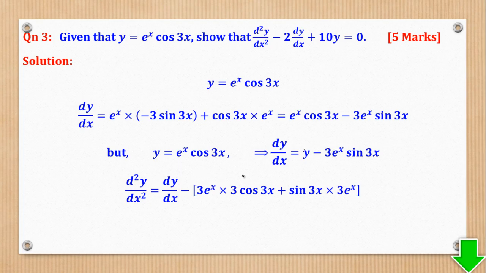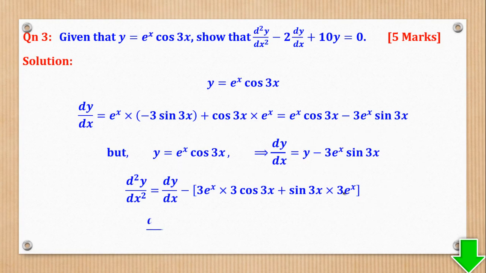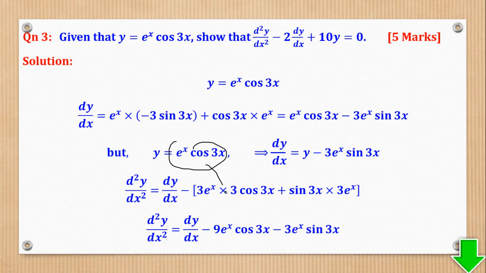Differentiating the second time means keep y, differentiate y, you get dy dx. Then this is the product also. Keep this constant, differentiate the other. Then keep this constant, differentiate the other. Then simplify. Okay. Then now I'll still remember that y is this, so it can come here.